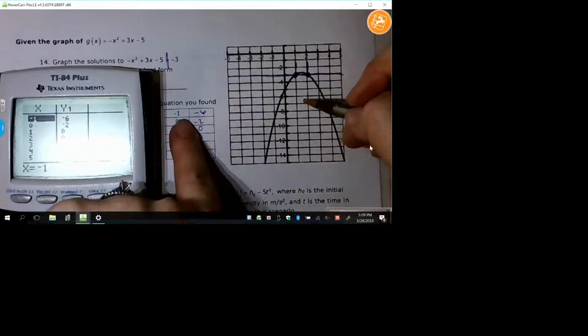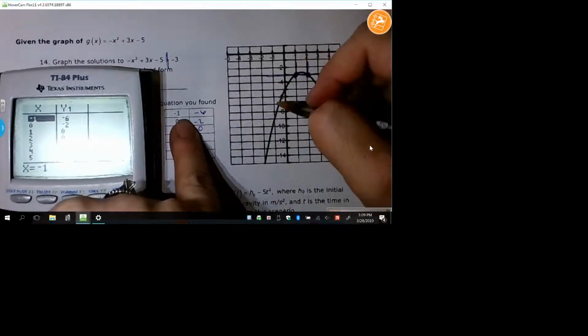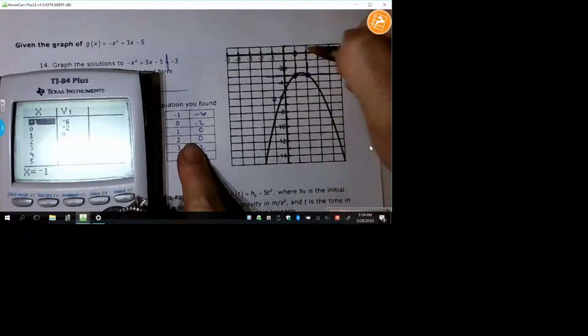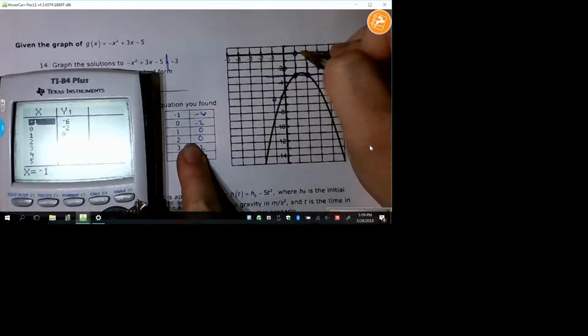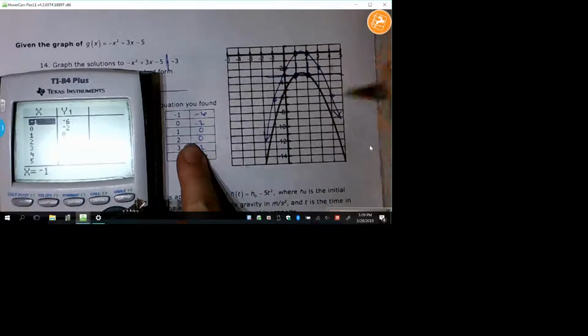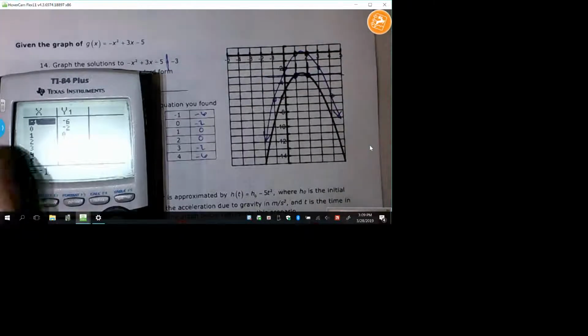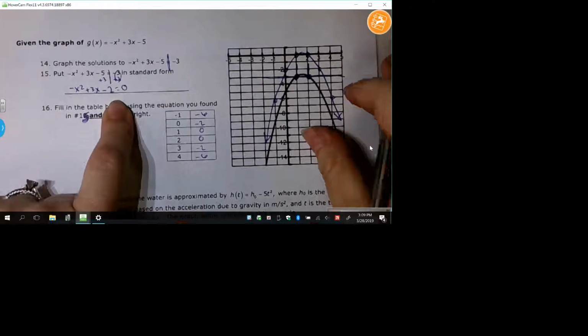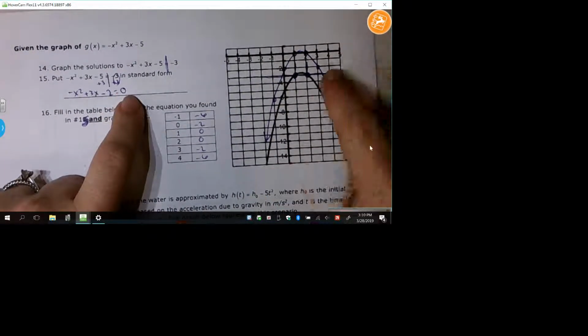So negative 1, negative 6. 0, negative 2. So I want you to realize the graph's pretty much exactly the same, but do you see how now the same solutions are just zeros? Because I set it equal to 0. So my solutions would be the same, so it's still x equals 1, x equals 2.